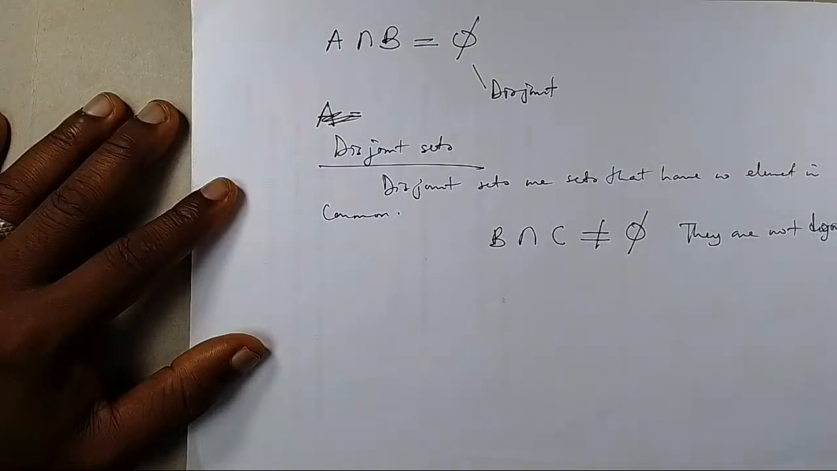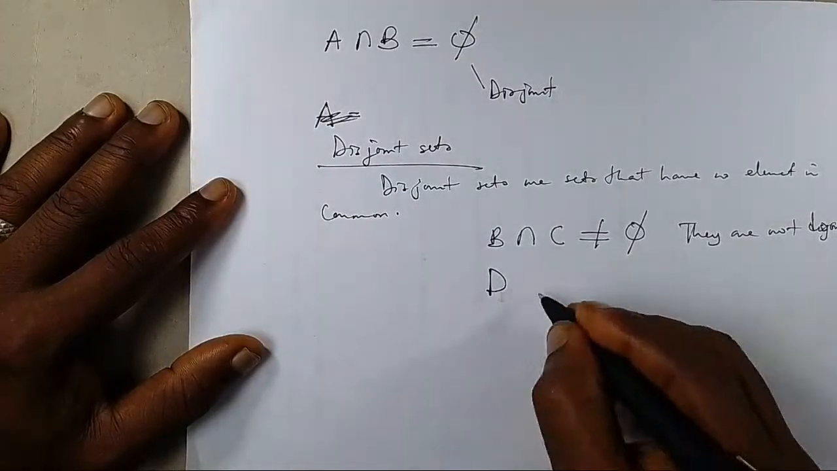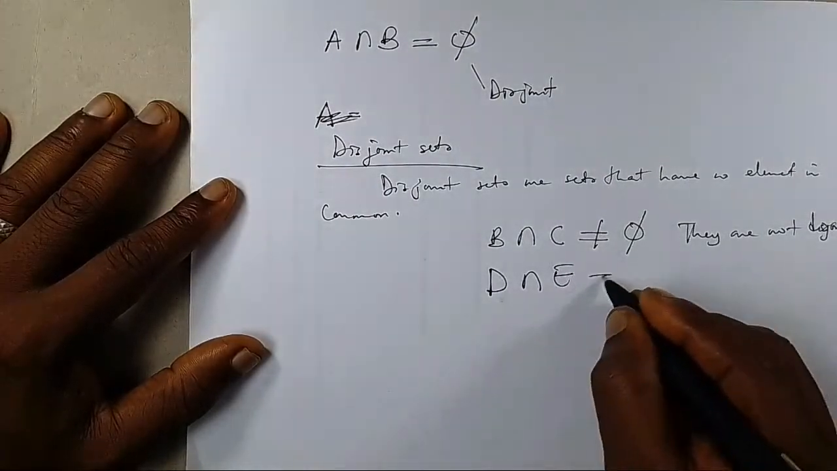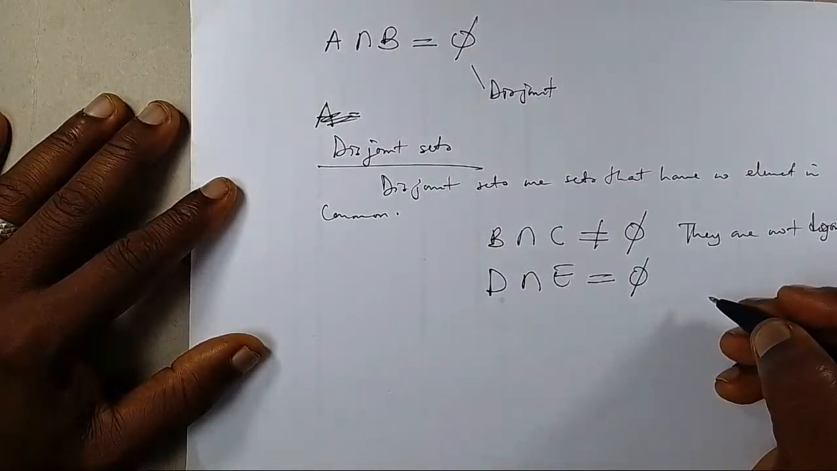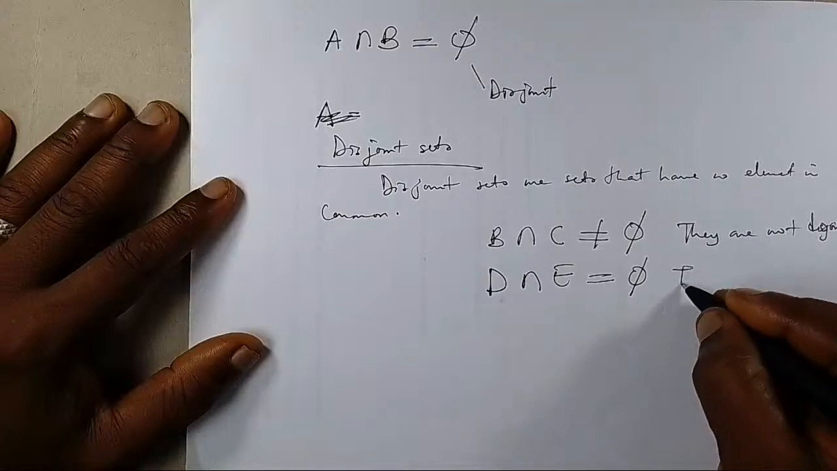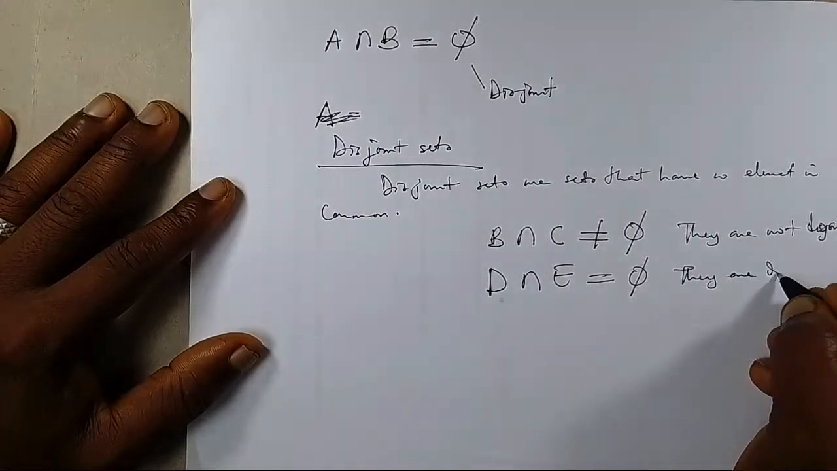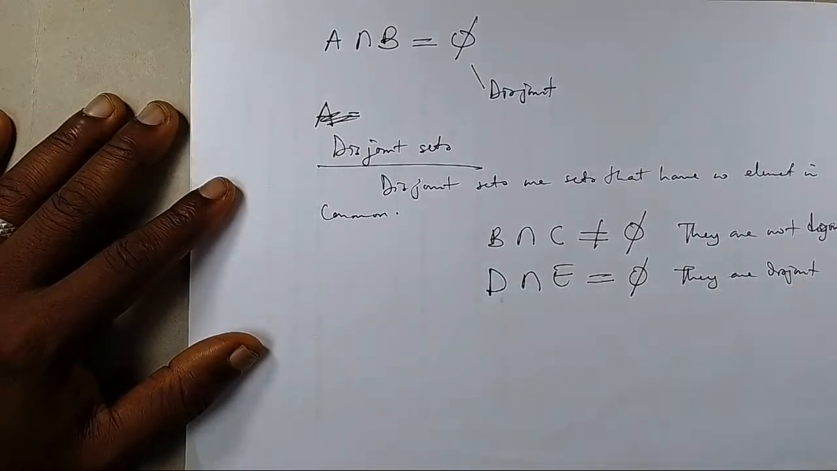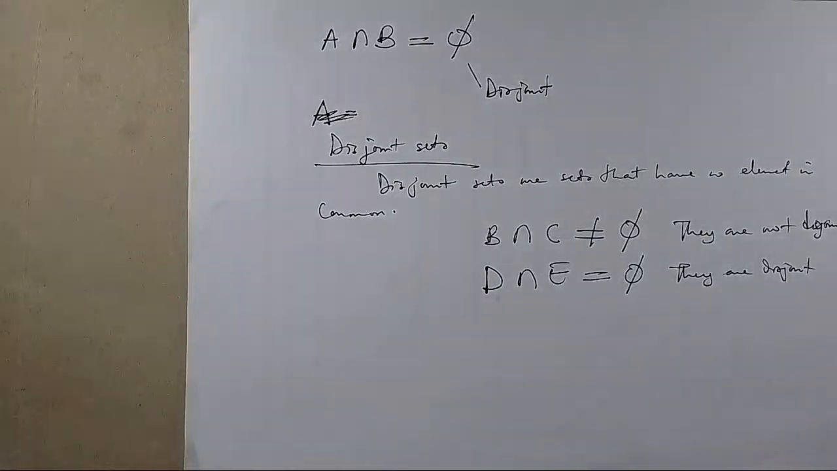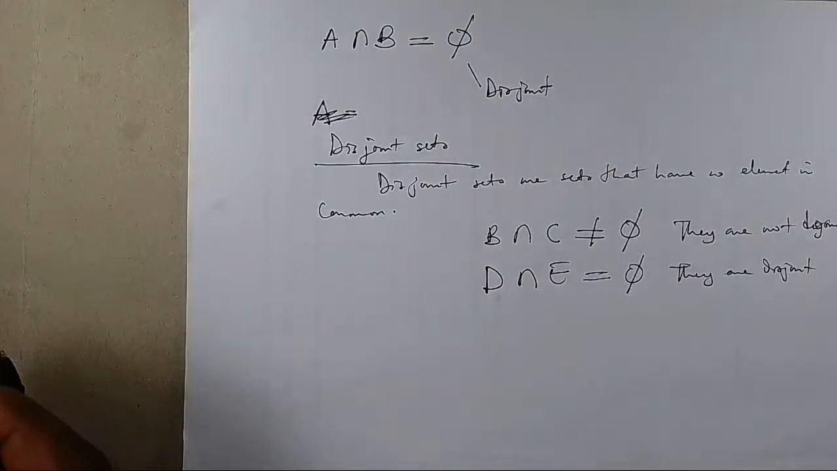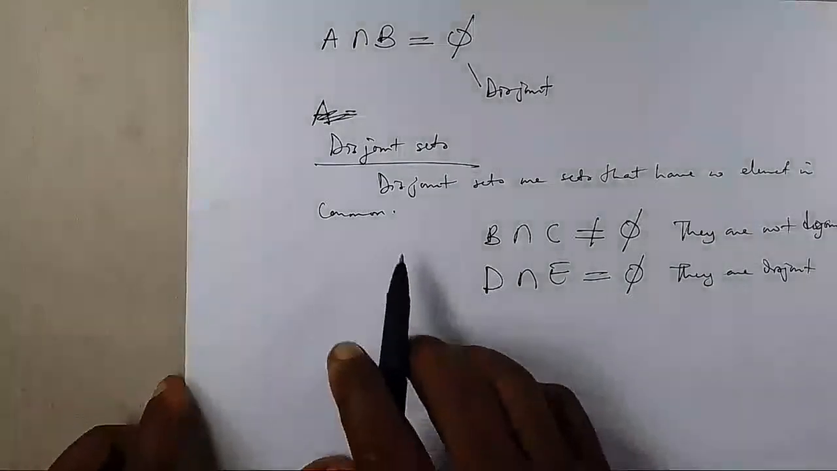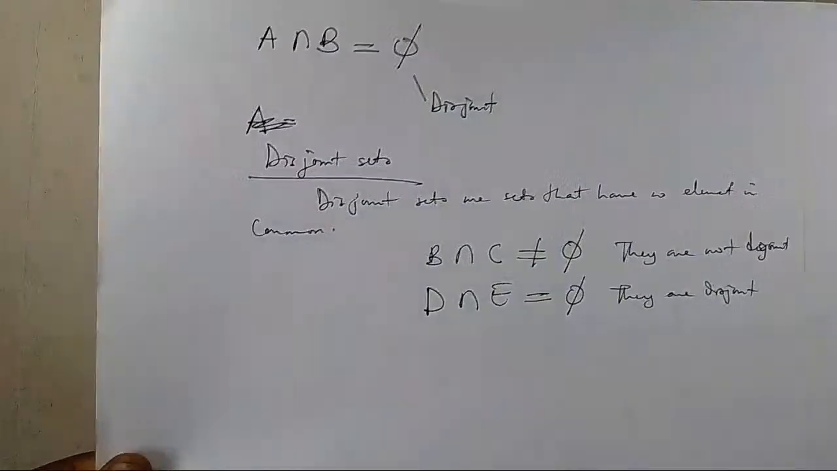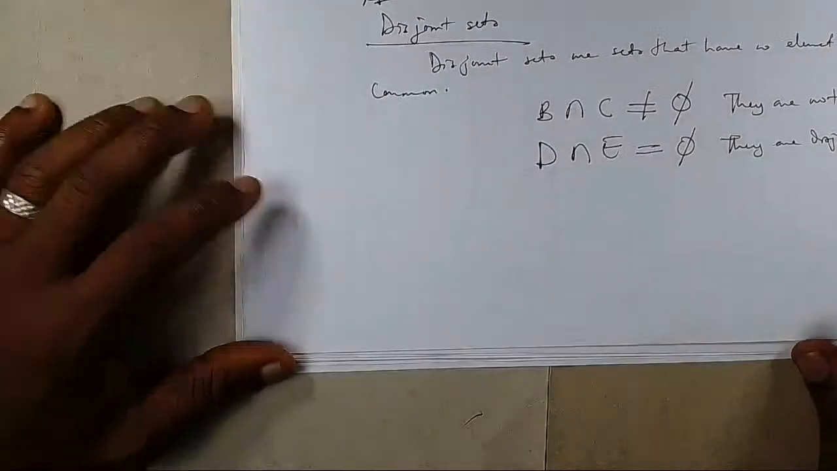They are not disjoint. But if I have two sets, D and E, and their intersection gives us the empty set, we are going to say that they are disjoint. So the idea of disjoint sets comes from an implication of the idea of intersection. From the idea of intersection, you can have disjoint sets. Now, there is something else I want you to know.